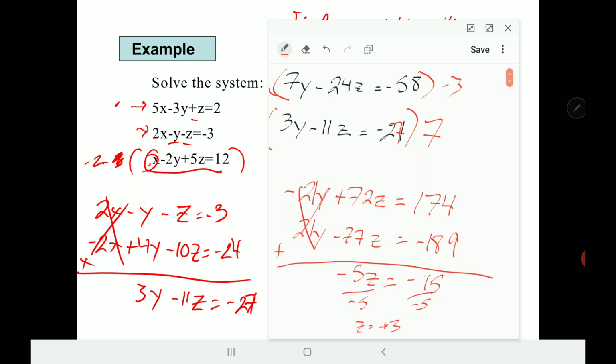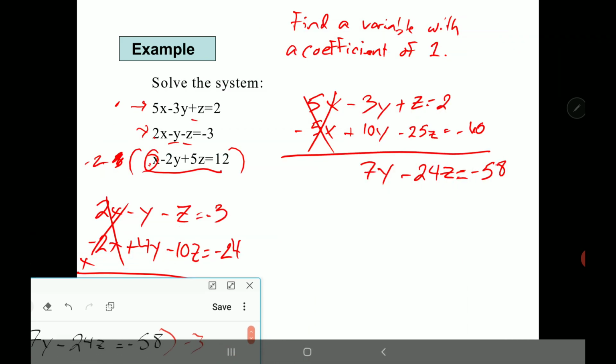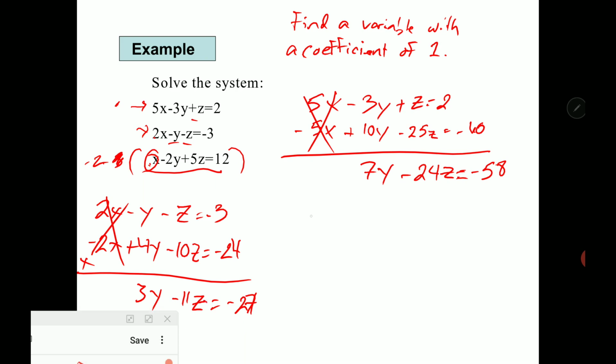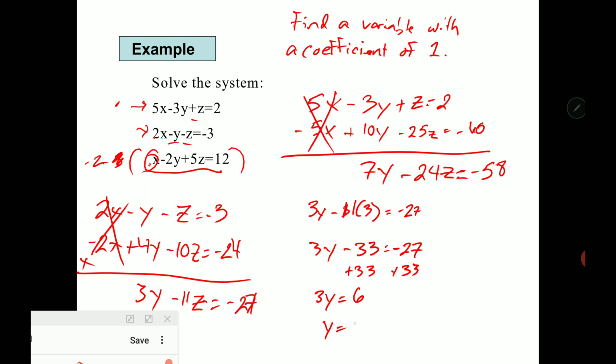Oh, positive 3. All right. So we know z is positive 3. Let's put that over there. I'm going to plug that into this equation. So 3y minus 11 times 3 equals negative 27. 3y minus 33 equals negative 27. 3y is equal to 6. So y is equal to 2 when you divide by 3.